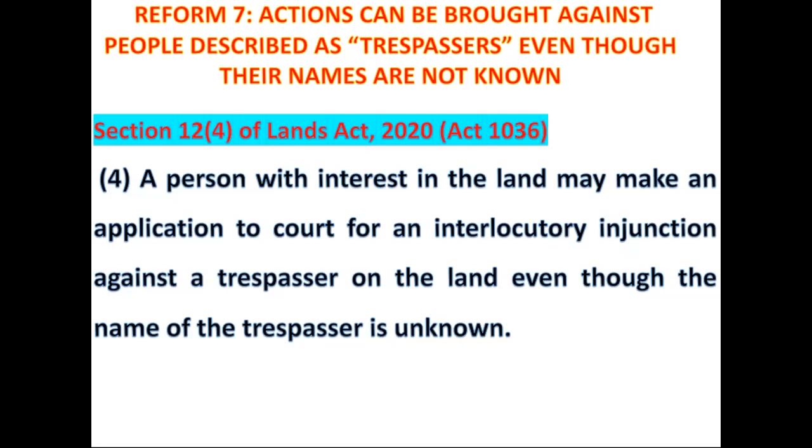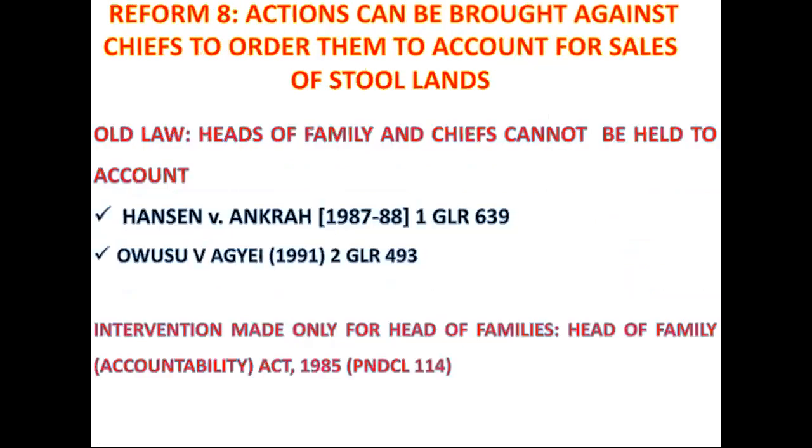Now the seventh reform we have looked at in this lecture. Then the eighth reform that we are discussing in this lecture is that previously, when you look at the old cases of Hansen and Ankara, reported in 1987-88, one Ghana Law Report at page 639, and the case of James and Owusu, who went to the Supreme Court as Owusu and the J, reported in 1991, two Ghana Law Report at page 493.